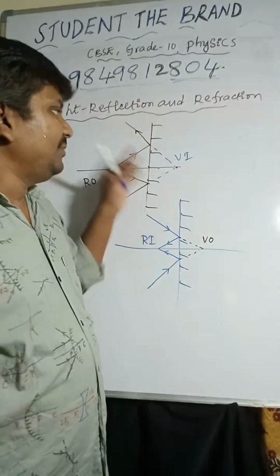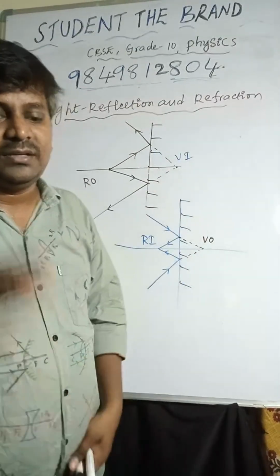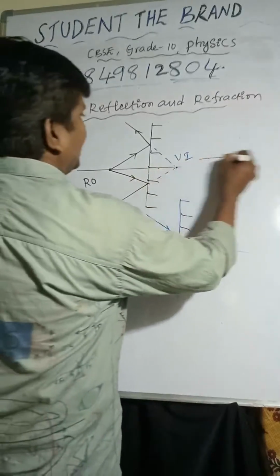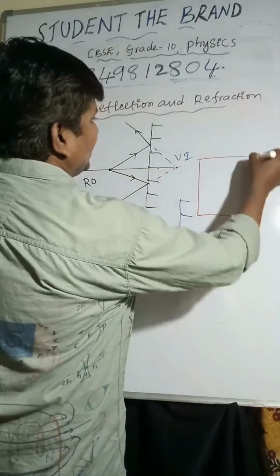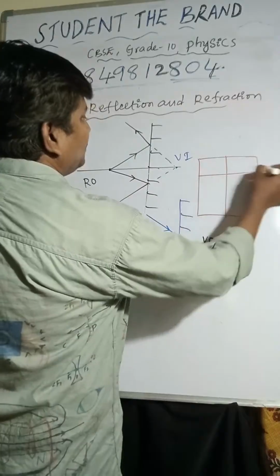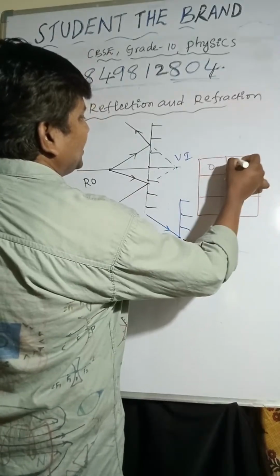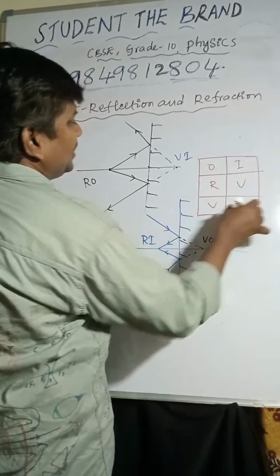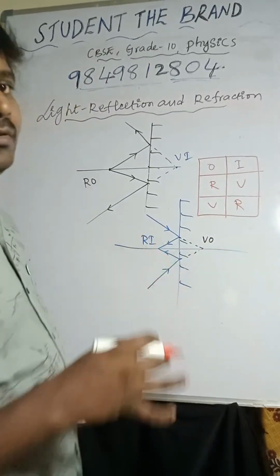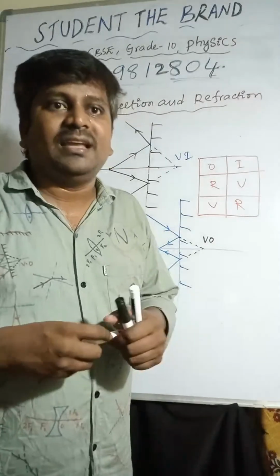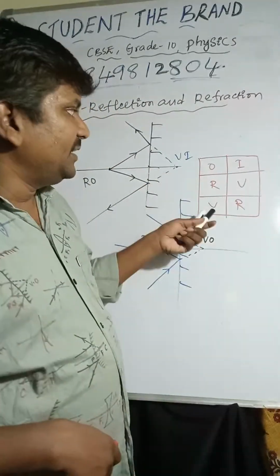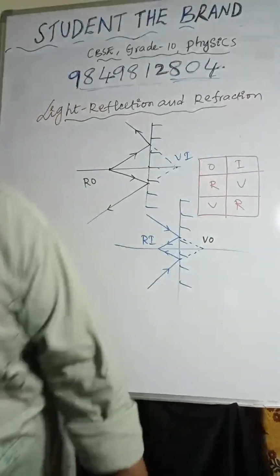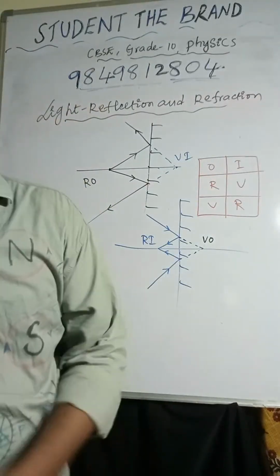By observing these two diagrams, we can conclude that if the object is real, the image is virtual. If the object is virtual, the image is real. I hope you can understand this once again. Listen carefully. Object is real, image is virtual. Object is virtual, image is real.